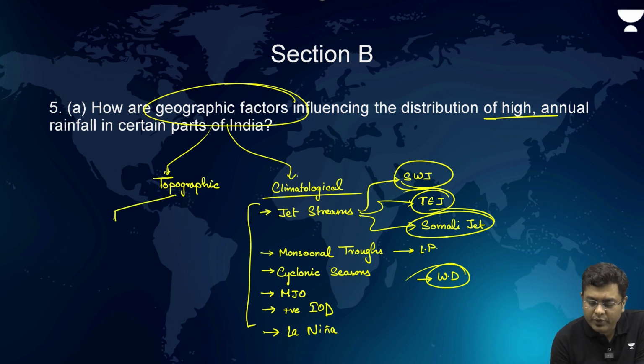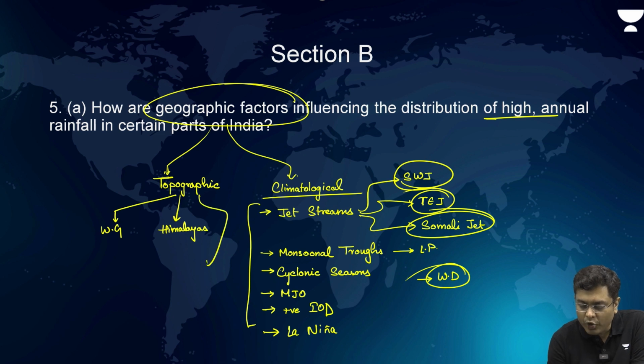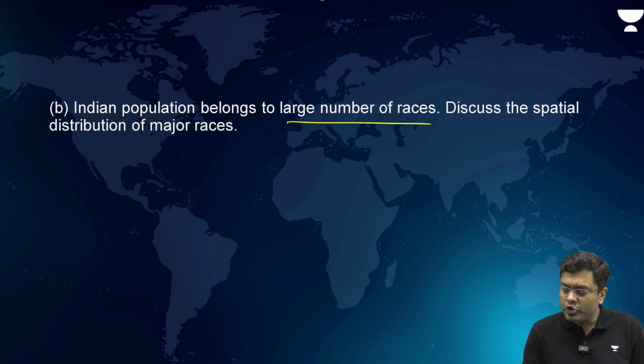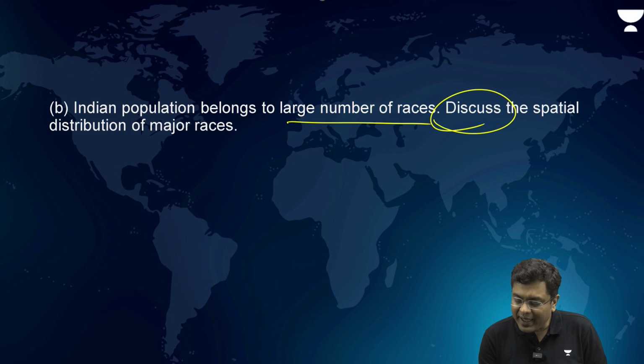Here you have to talk about the Western Ghats, Himalayas and northeastern hills, Garo, Khasi, Jayantia, etc. Indian population belongs to a large number of races. Discuss the spatial distribution of major races. Why is there a spatial distribution of various different major races? So, here a large number of races are there.